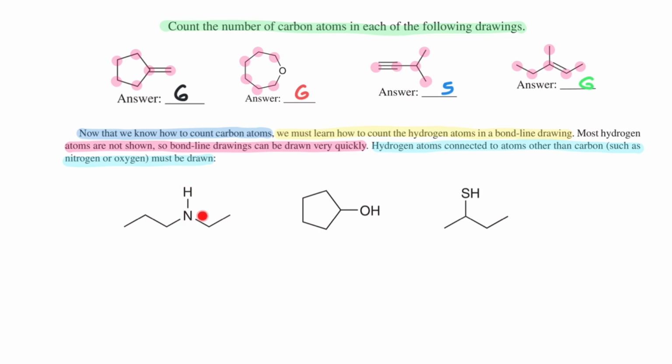Here this is a secondary amine. This compound is an alcohol. So hydrogen is bonded to oxygen, that atom must be shown, that's represented here. This is a thioalcohol compound. In this, sulfur is a heteroatom. So hydrogen bonded to sulfur also is shown in the molecule. Keep in mind, carbon and hydrogen are not shown in the bond line notation when it is a hydrocarbon only. If any other heteroatoms are present in a molecule, hydrogen must be shown.